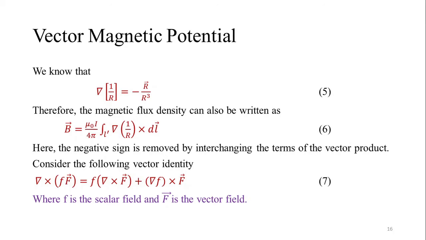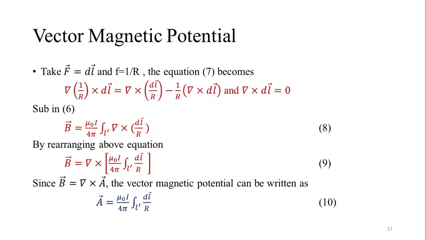Considering the following vector identity, del cross f times F vector, where f is a scalar and F vector is a vector, is f del cross F plus del f cross F. Using this you can form equation 6 as del of 1 by r cross dl is del cross dl by r minus 1 by r into del cross dl, and del cross dl is 0. So substituting that, you have B vector is mu naught I by 4 pi line integral of del cross dl by r.